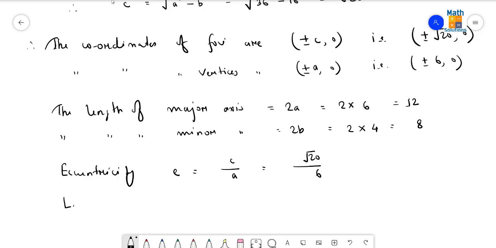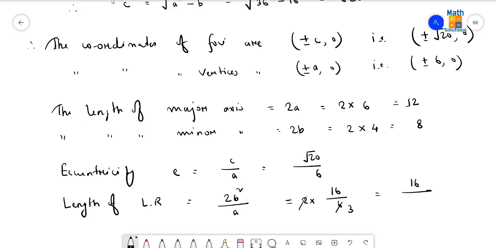Then the length of latus rectum. The formula is 2b square by a. 2 into b square, where b square is 16, by 6. Let us do cancellation. The result comes as 16 by 3. So this is the answer for this first question.